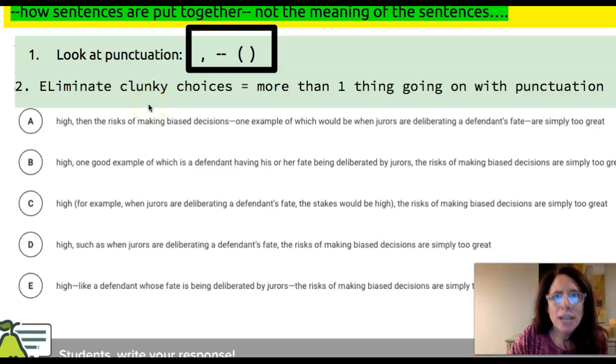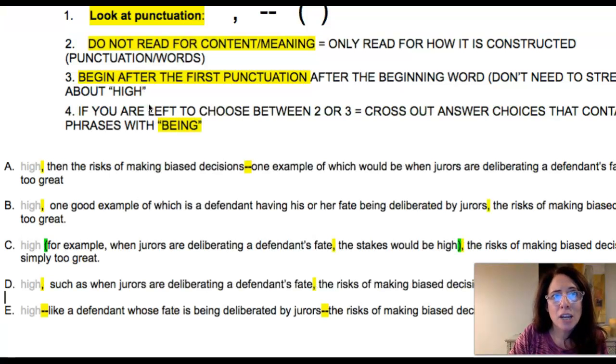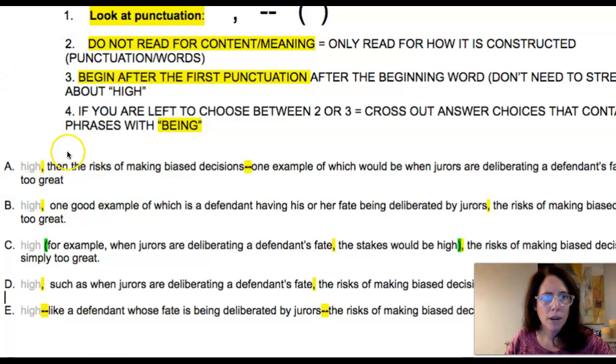And I'm going to dare you, please try this at home. Do not read for meaning. Do not read for tone. Do not read for content. We are only going to read how it's organized on the page structurally. So here is our goal with this part right here.